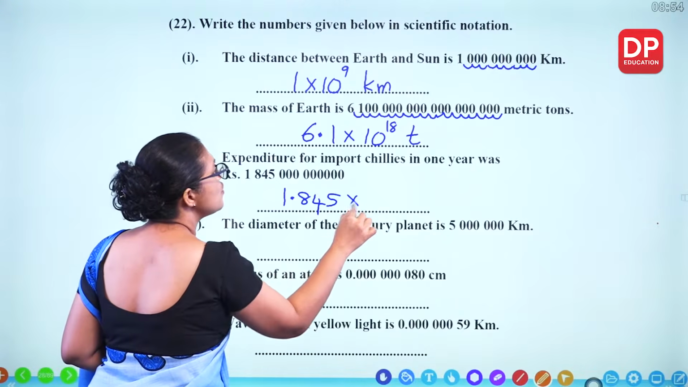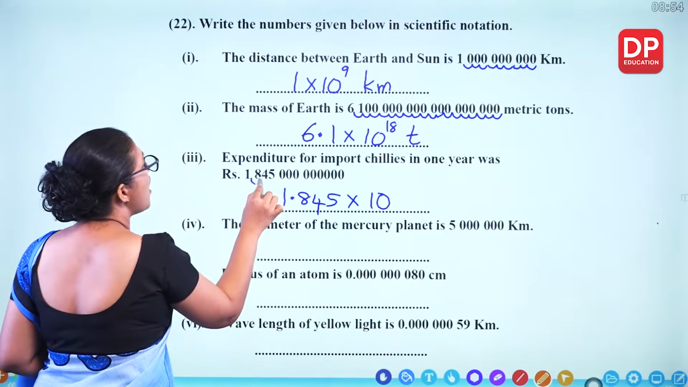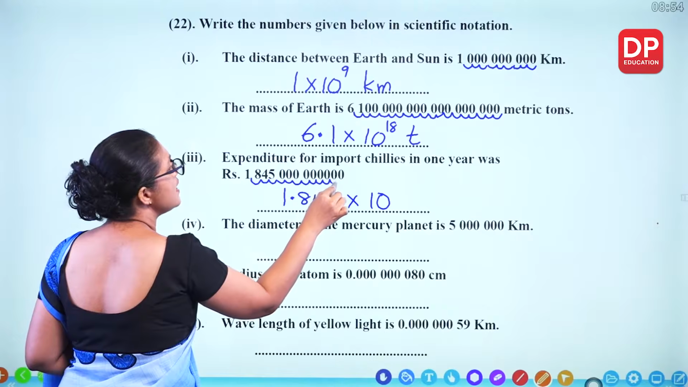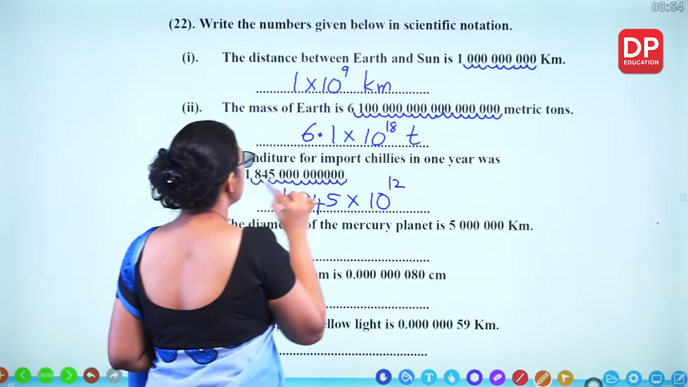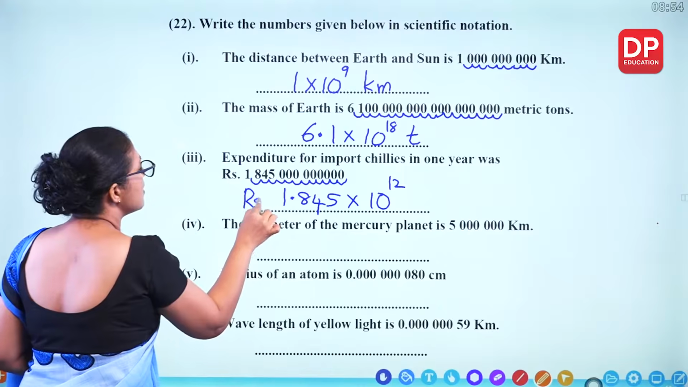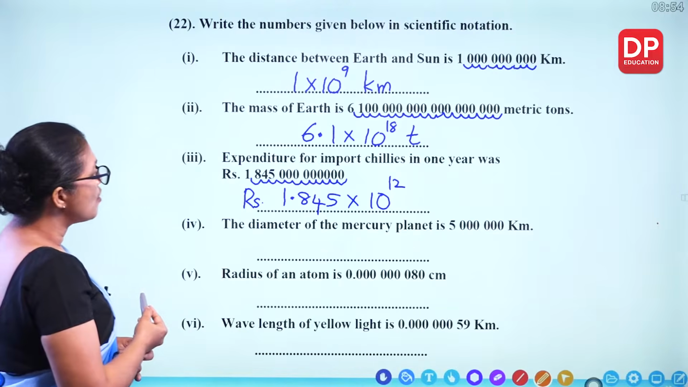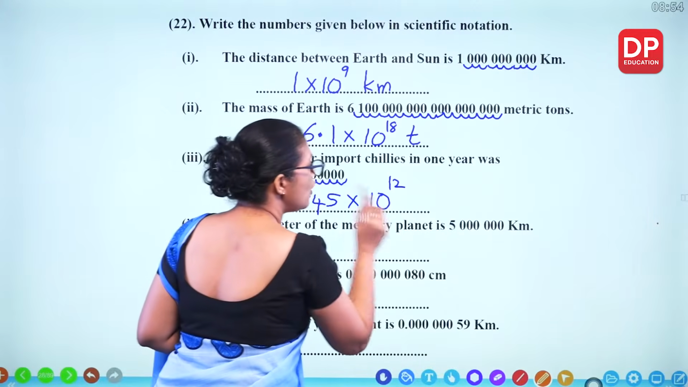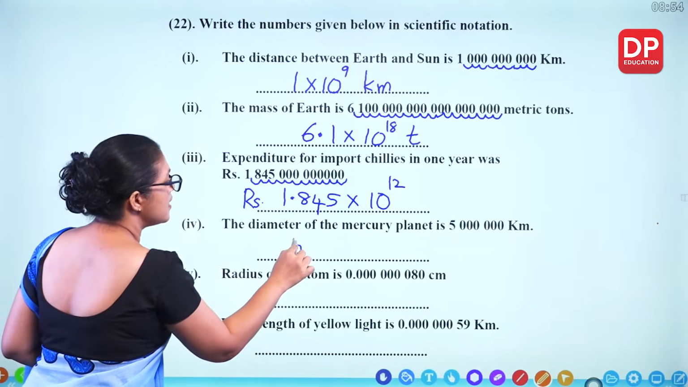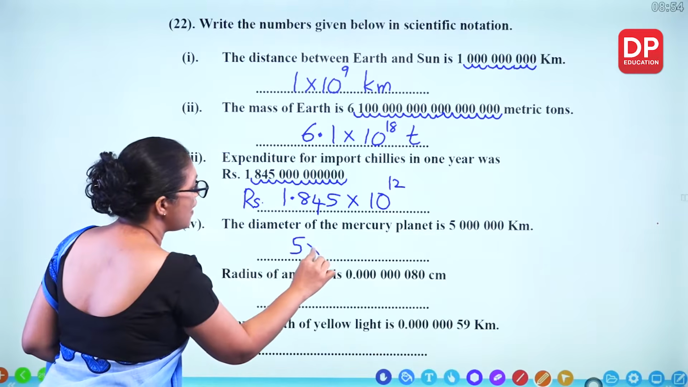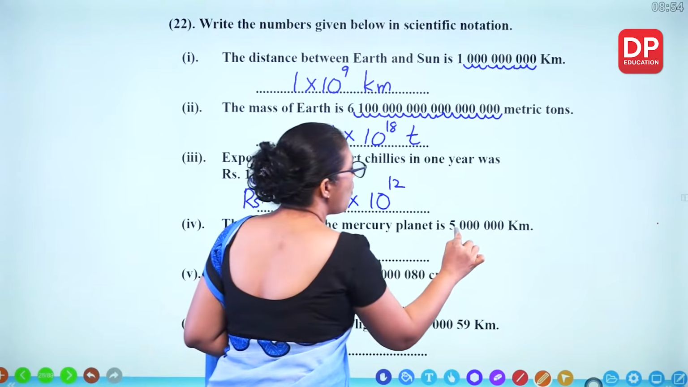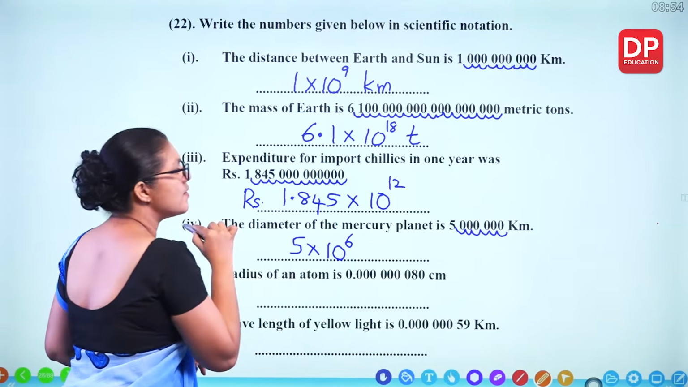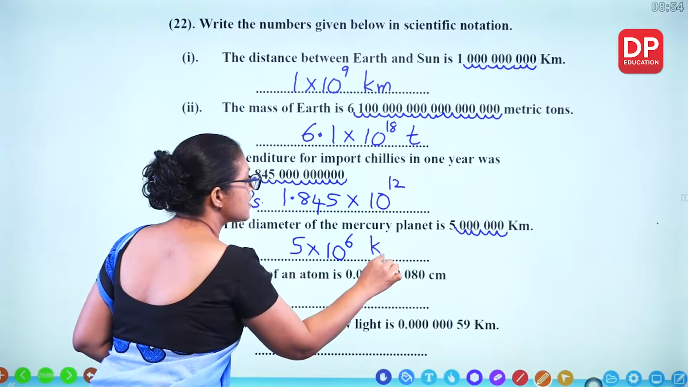1.845 times 10 to the power 12, that is 12 places. So this is in rupees. The diameter of the planet Mercury is this much, in kilometers. So how can you write it in scientific notation? 5 into 10 to the power 6, counting 1, 2, 3, 4, 5, 6 places. 10 to the power 6 kilometers.